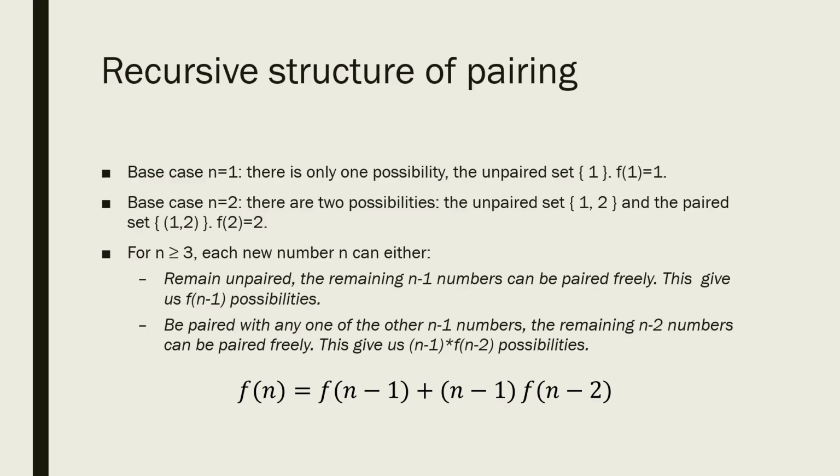For n greater than 2, each new number n can either remain unpaired, and the other n-1 numbers can be paired freely. This gives us f(n-1) possibilities.